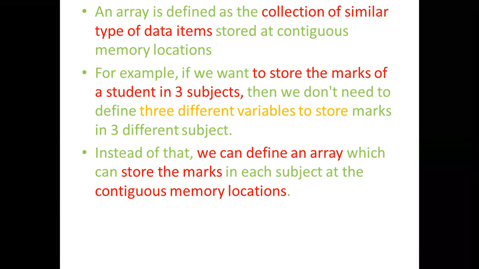For example, if we want to store the marks of a student in three subjects, then we don't need to define three different variables to store marks in three subjects. Instead of that, we can define an array which can store the marks in three subjects at the contiguous memory location.